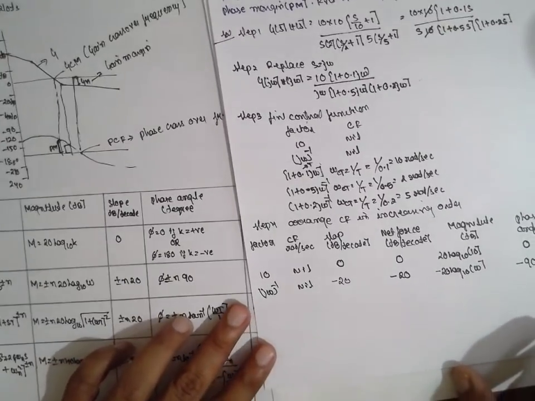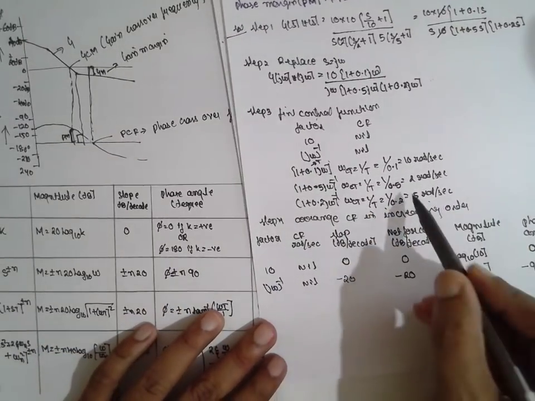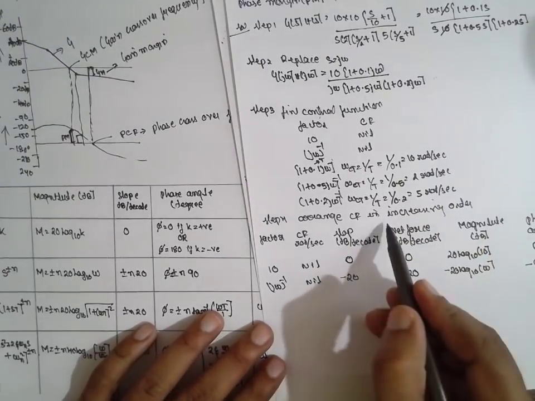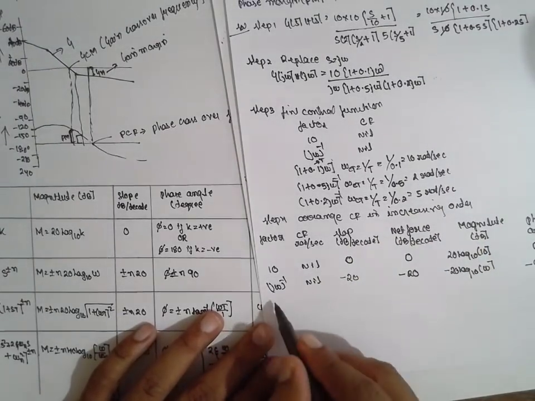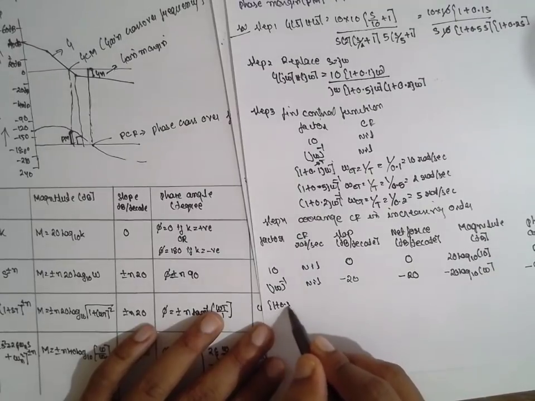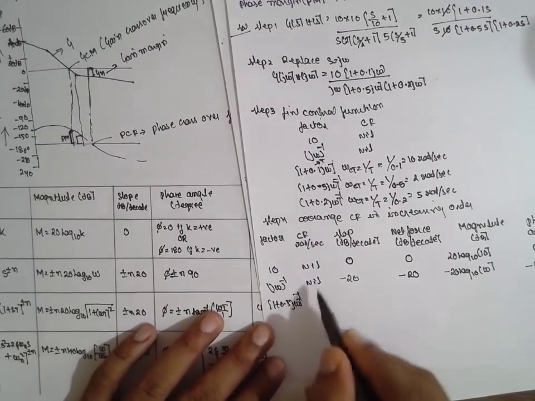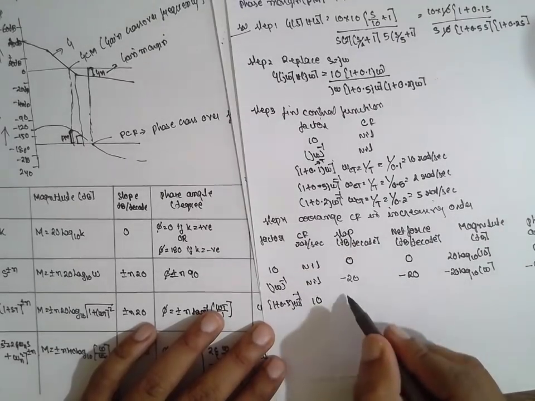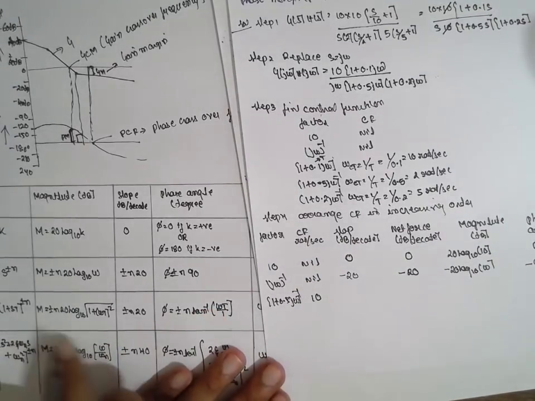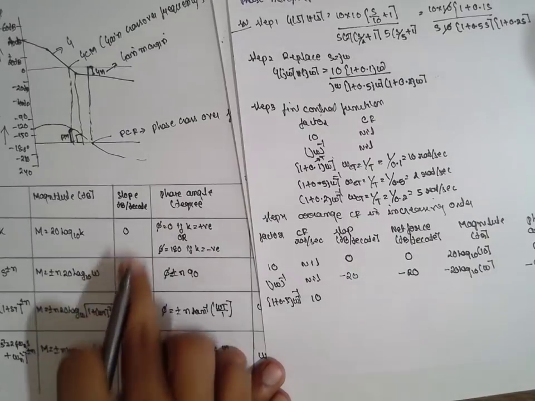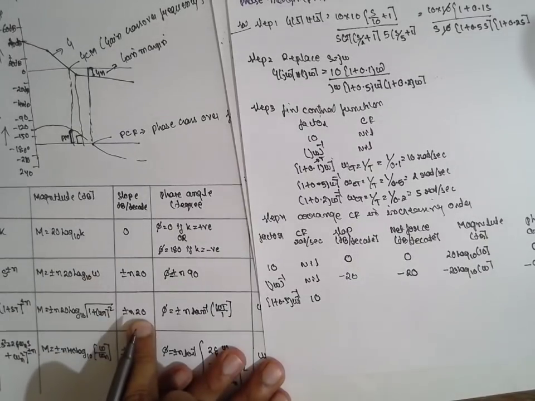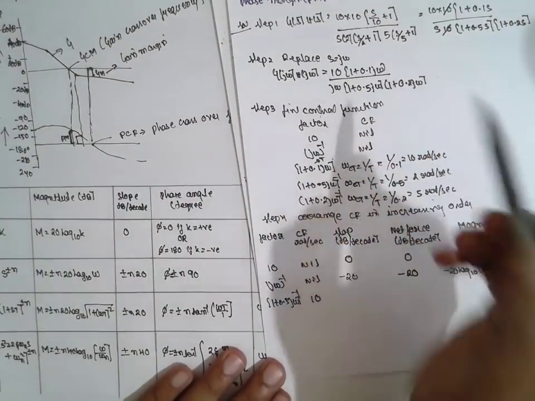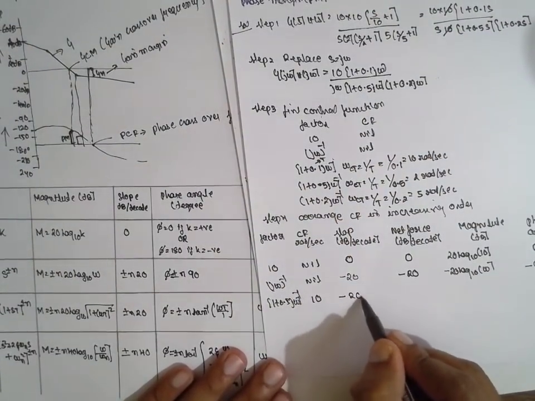And next is 2, then 5 and 10 here, because we are writing in increasing order. 1 plus 0.5 j omega raised to 1. The CF value will be 10 here. Slope for this one, go for this procedure. Slope is nothing but 20 here. Whether it is a positive 20 or negative 20? Because it lies at the bottom, therefore you have to take minus 20.